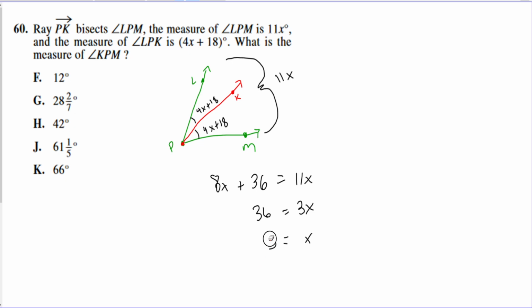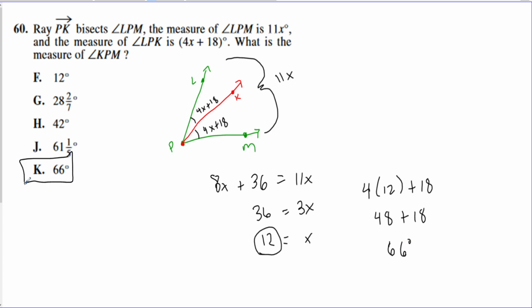So here's the thing. It's very common on this test to get this problem wrong because you see a 12 and you're like, I really want to plug in that or circle that answer because I got a 12. They didn't ask me, though, what is the value of x. They asked me what is the measure of angle KPM, which means I need to take this 12, plug it in, and say, really, I got to do 4 times 12 plus 18. Well, that's 48 plus 18, and that looks like 66 degrees, right? So that is the answer that we want, not 12. Even though x was 12, our final answer is going to be 66 degrees.